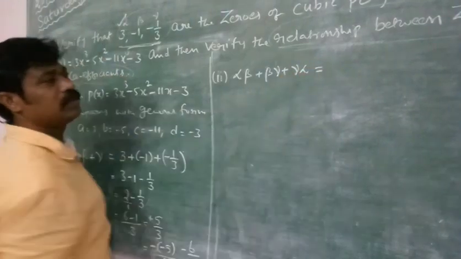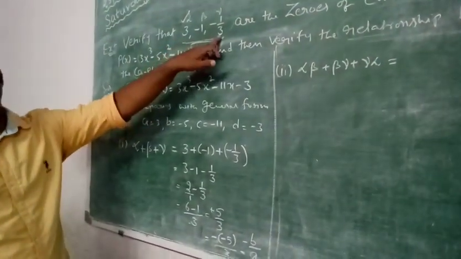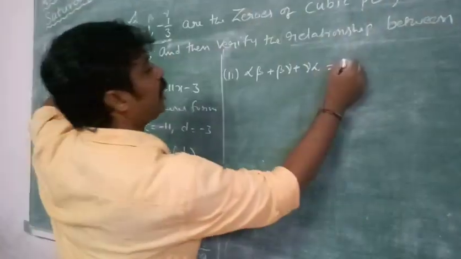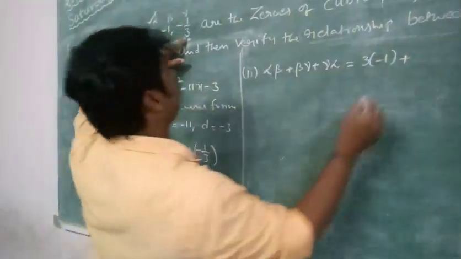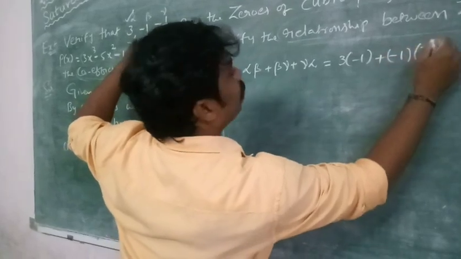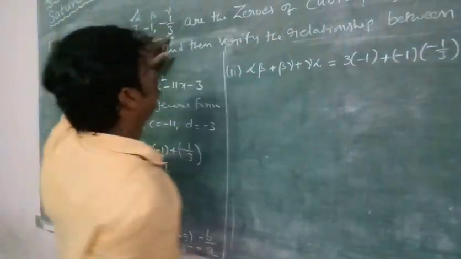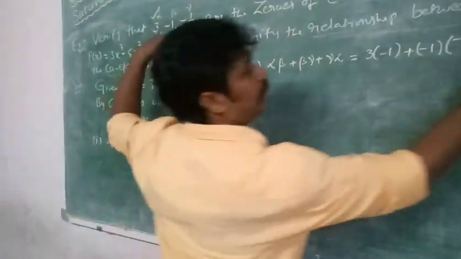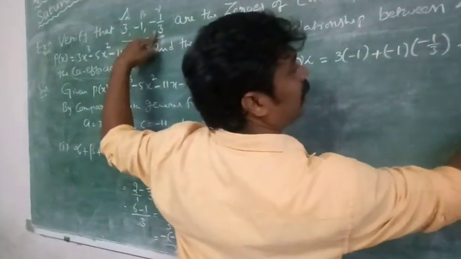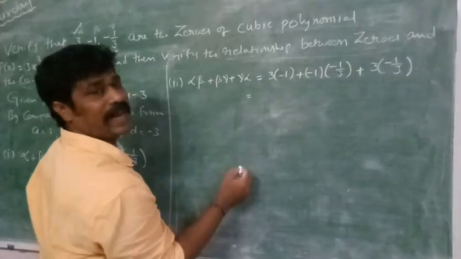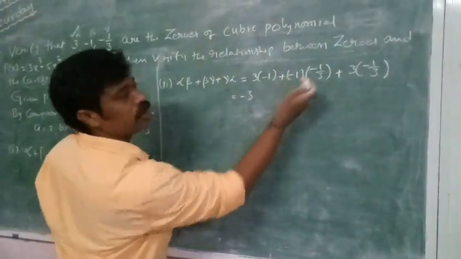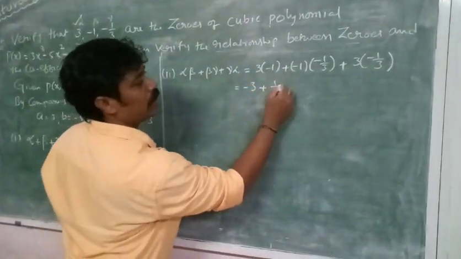Similarly, take the second one, that is alpha beta plus beta gamma plus gamma alpha. If you substitute, alpha into beta, 3 into minus 1, plus beta into gamma, that is minus 1 into minus 1 by 3, plus gamma alpha, that is 3 into minus 1 by 3. So 3 into minus 1 is minus 3. Again, minus into minus is plus, so you get plus 1 by 3.